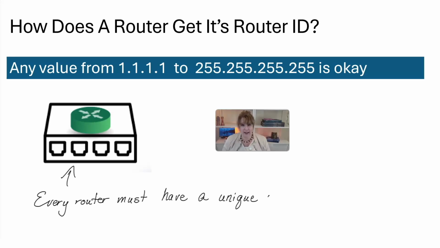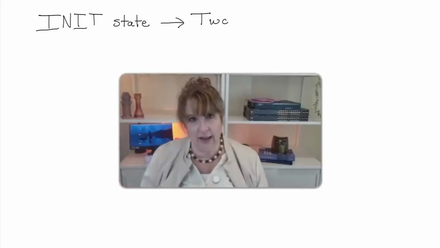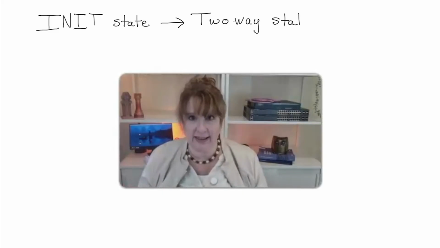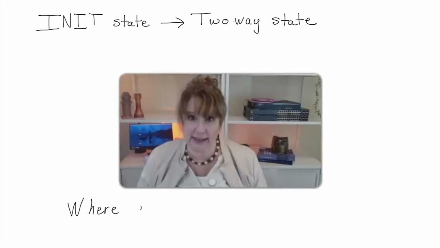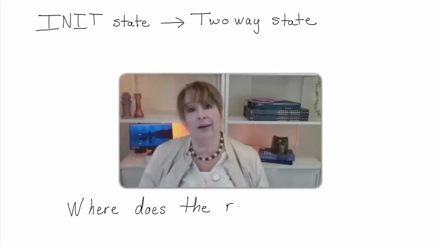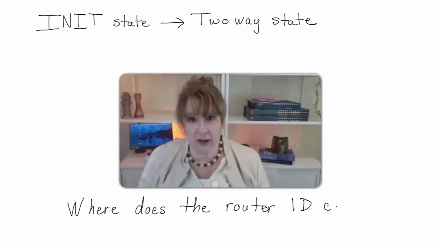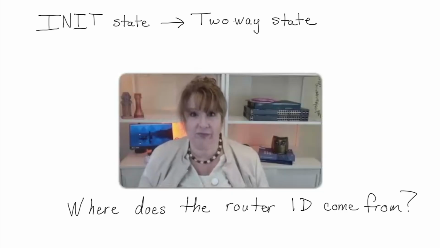In OSPF, every router must have a router ID which uniquely identifies that router within the OSPF domain. You've already seen that routers must include their neighbor's router ID in a hello packet in order to move from the init state to the two-way state. So that raises an obvious question. Where does the router ID come from?